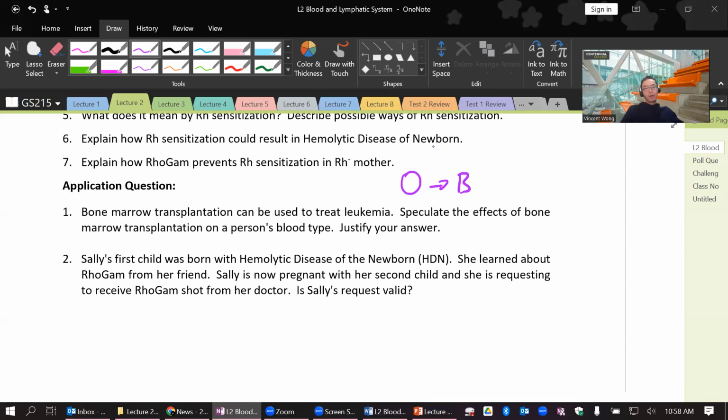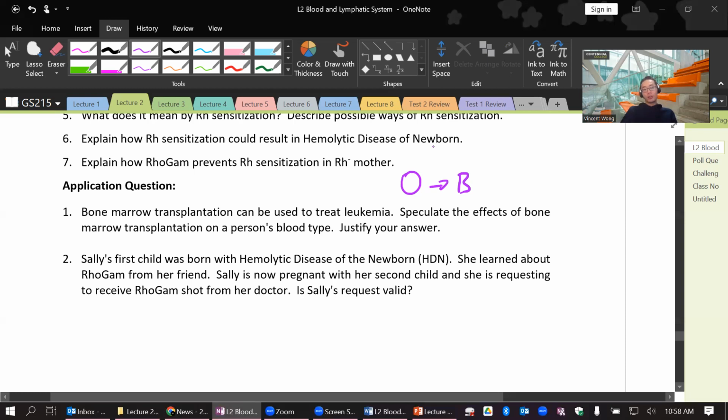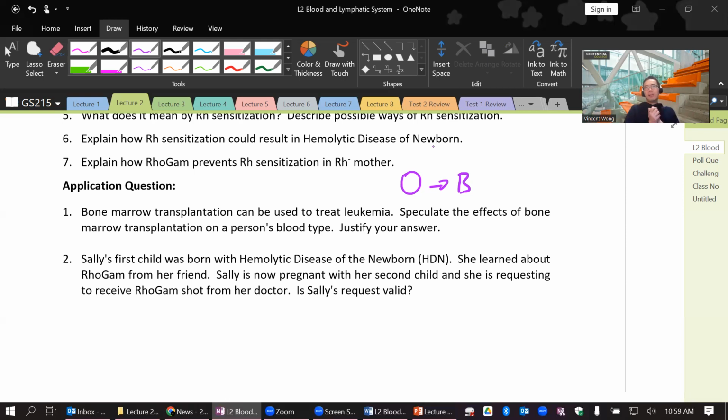Yeah, you're absolutely correct. RhoGAM will not help her because she already got sensitized in the first pregnancy. She already has the anti-Rh antibody, right? RhoGAM is to prevent sensitization, so if you give her RhoGAM now, it would not help with the second child. Now you might wonder, does that mean people who are sensitized cannot have second babies? No, not necessarily.